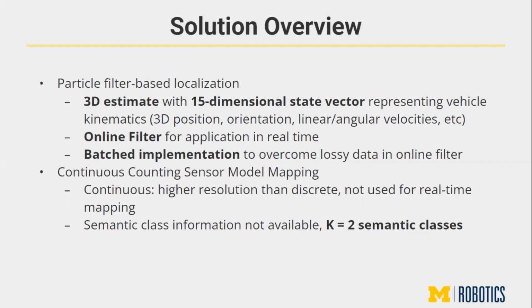Our continuous counting sensor model mapping algorithm is continuous because it is a higher resolution than discrete, and we don't use it for real-time mapping. And since we don't have the semantic class information, we don't use the semantic continuous counting sensor model for mapping.